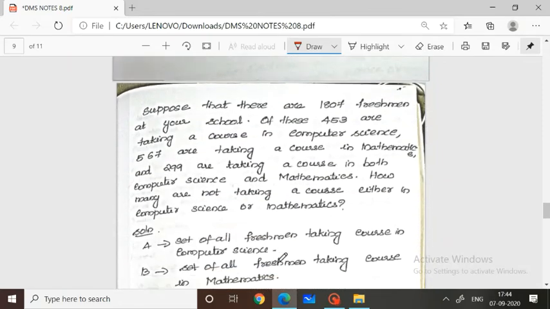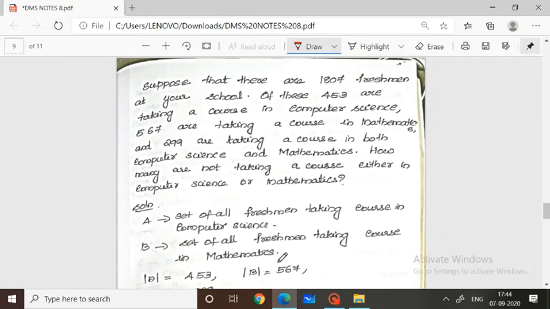Now the next question. Suppose that there are 1807 freshmen at your school. Out of this, 453 are taking a course in computer science and 567 are taking a course in mathematics, and 299 are taking a course in both computer science and mathematics. How many are not taking a course either in computer science or mathematics?